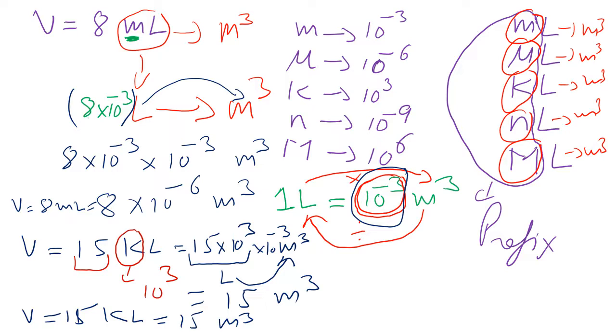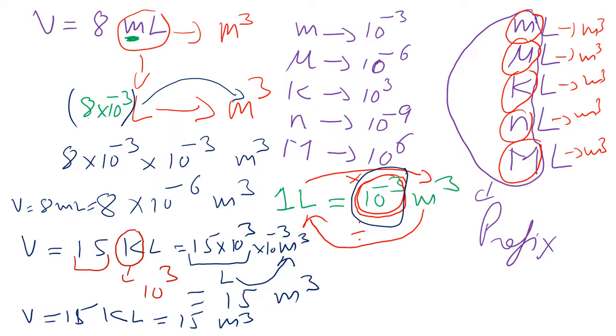Each prefix has some value. For milli, the meaning of milli is 10 to the power minus 3. And if micro is coming, the meaning of micro is 10 to the power minus 6. And if kilo is coming, the meaning of kilo is 10 to the power 3.